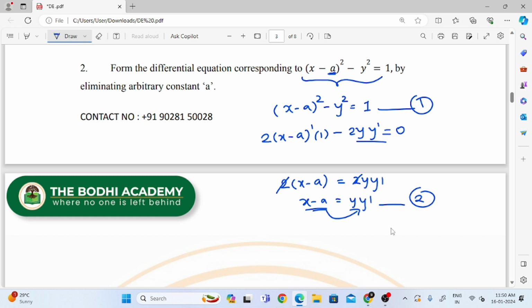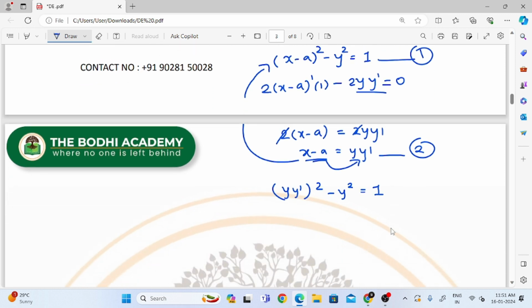If we substitute in equation number 1 the value of x minus a, that is y into y dash raised to power square, we have y into y dash the whole square minus y square is equal to 1. If we apply the square, it is y square into y dash square minus y square is equal to 1. So this is our required differential equation. There is no arbitrary constant now, and you can see that it is a differential equation of order 1. So this is the answer.